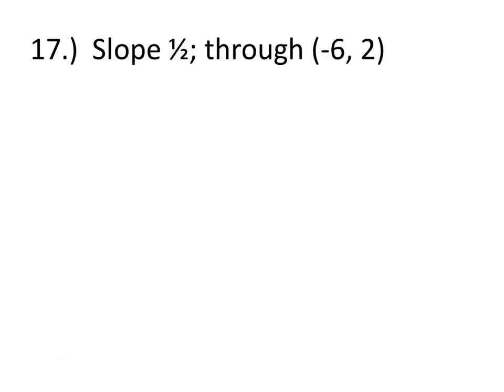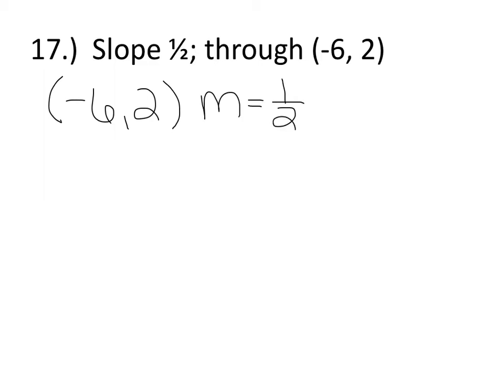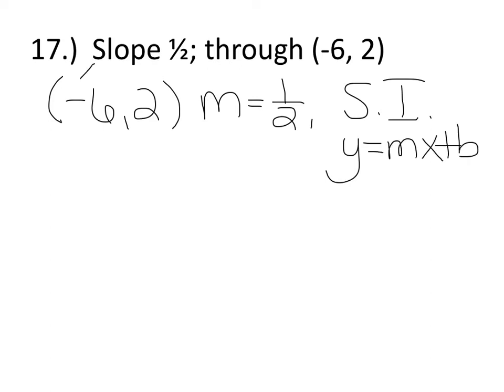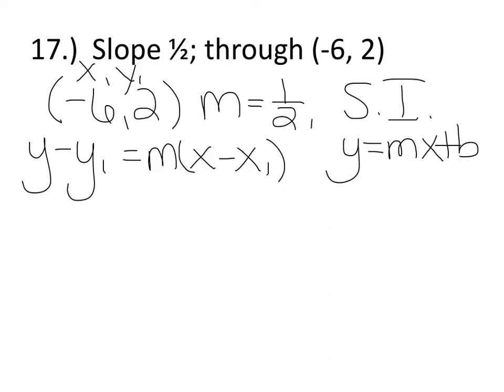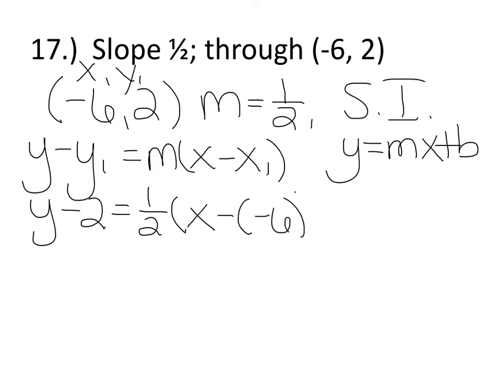Okay, next we have (negative 6, 2) and a slope of 1/2. And again, slope-intercept form, which is y equals mx plus b, is what they're looking for. Label x1, y1. So you have y minus y1 is equal to m times x minus x1. So I'm going to do y minus 2 is equal to 1/2 times x minus negative 6. So add a line, change the sign over here. So you have y minus 2 is equal to 1/2 times x plus 6.